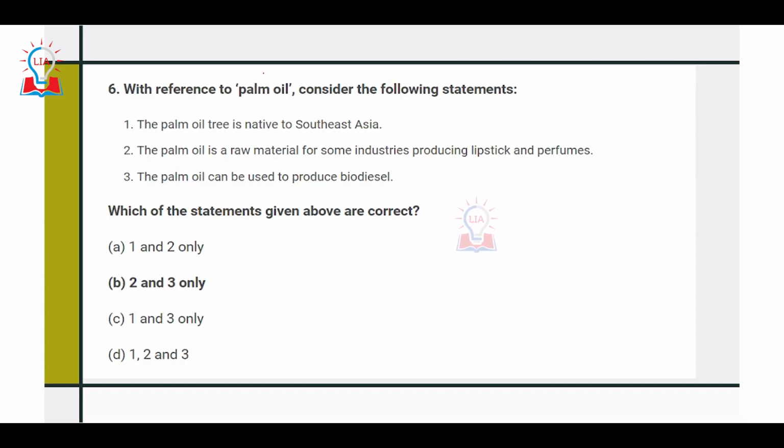The sixth question is related to palm oil. Again, a question based on natural vegetation as well as current affairs. And the question is asked that with reference to palm oil, consider the following statements. So first, the palm oil tree is native to Southeast Asia. Second, palm oil is a raw material for some industries producing lipsticks and perfume. And third, palm oil can be used to produce biodiesel. Which of the statements given above are correct?